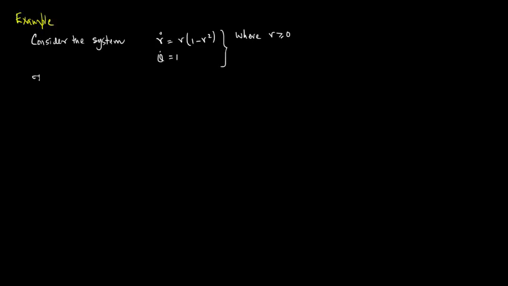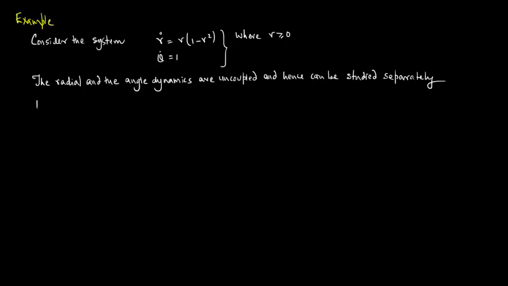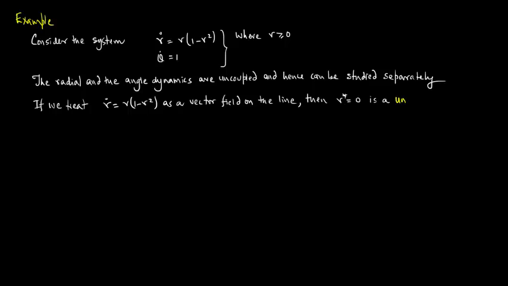Now let's look at an example. Consider the system r dot is equal to r(1 minus r squared) and theta dot is equal to 1, where r is greater than or equal to 0. The radial and the angle dynamics are in fact uncoupled and hence can be studied separately. So if we treat r dot is equal to r(1 minus r squared) as a vector field on the line, then r star is equal to 0 is an unstable fixed point and r star is equal to 1 is a stable fixed point.